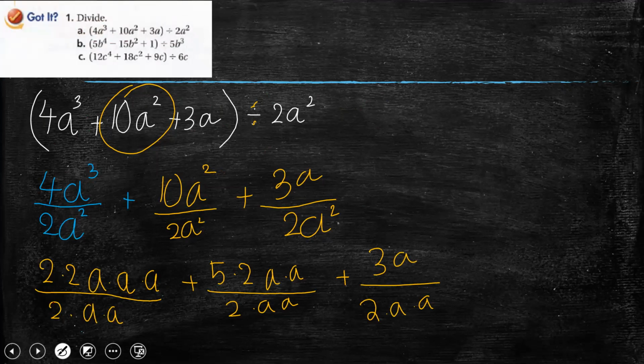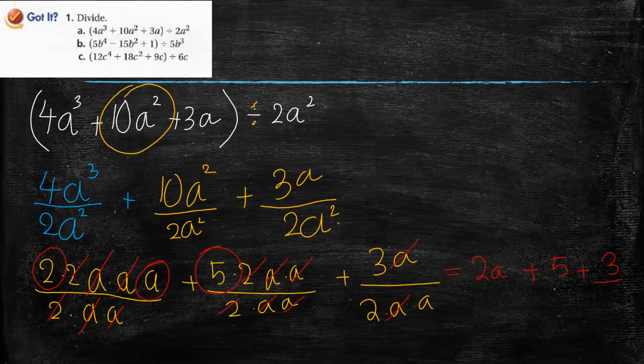Then let's now simplify. a with a, 2 with 2. So what do you have here? 2 and a. Bravo. Plus a with a, 2 with 2. So what do we have now? 5. 5 plus 3a over 2a squared, simplify a with a. So what do we have now? 3 over 2a. Bravo. This is now the answer.